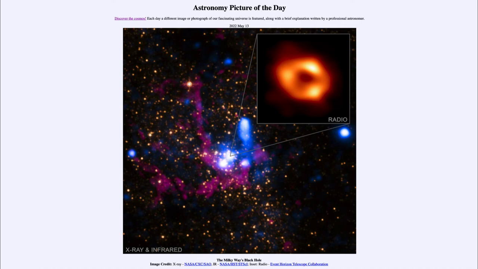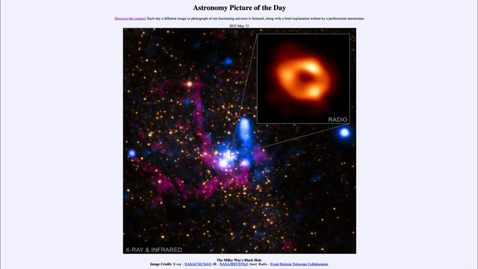So that would give you an idea of about how big this is across, about the distance between our Earth and our sun. So we're looking at something very, very small. We're looking at things that are the size of the very inner portions of our solar system. And we can make measurements of this. Here we're actually seeing the shadow of the event horizon.